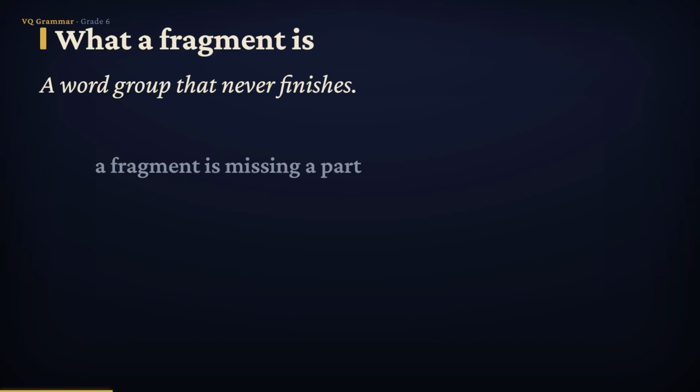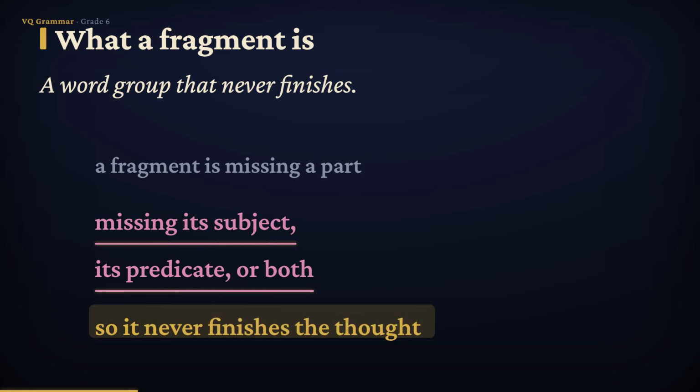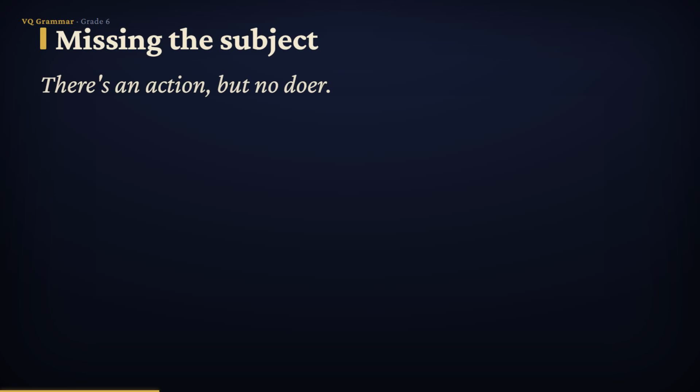A sentence fragment is a word group that's missing one of those parts. It might be missing its subject, it might be missing its predicate, or it might be missing both at once. Whatever the case, because a part is gone, a fragment never finishes its thought. It just leaves you hanging, waiting for the rest to arrive. That failed completeness test is exactly what turns a group of words into a fragment. Let's meet each kind one at a time.